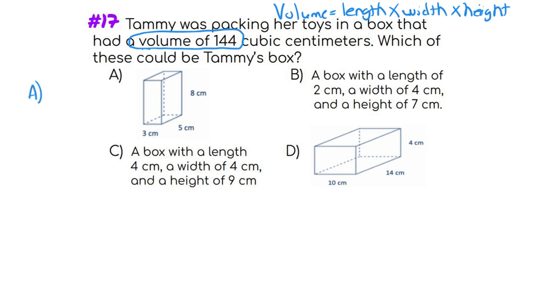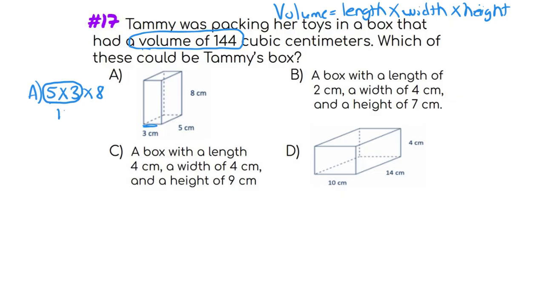Answer choice A has a length of, looks like, 5, width of 3, and height of 8. Remember, it doesn't matter. If you want to call the 3 the length, that's fine. I just usually make the longer side be the length, but it really does not matter because in multiplication, order doesn't matter. So we solve this in PEMDAS order. That means left to right since multiply is the same step.